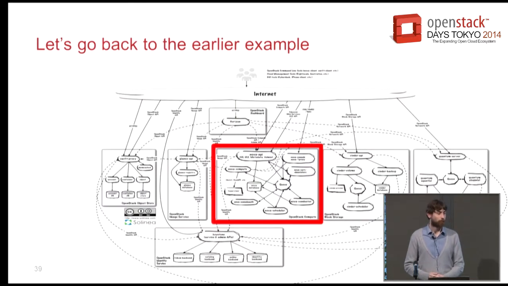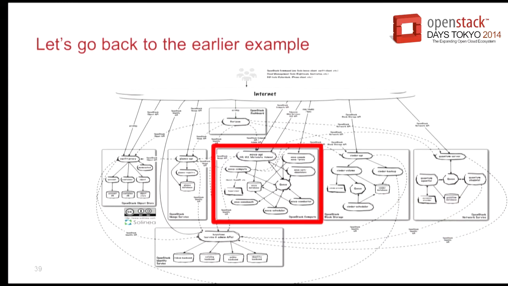So this diagram is the architecture of a previous version of OpenStack. You can see it looks very big and very complex. We don't have time to go through everything today. But if we can go back to our earlier example and just focus on the compute service, many of the other services work in the same way.